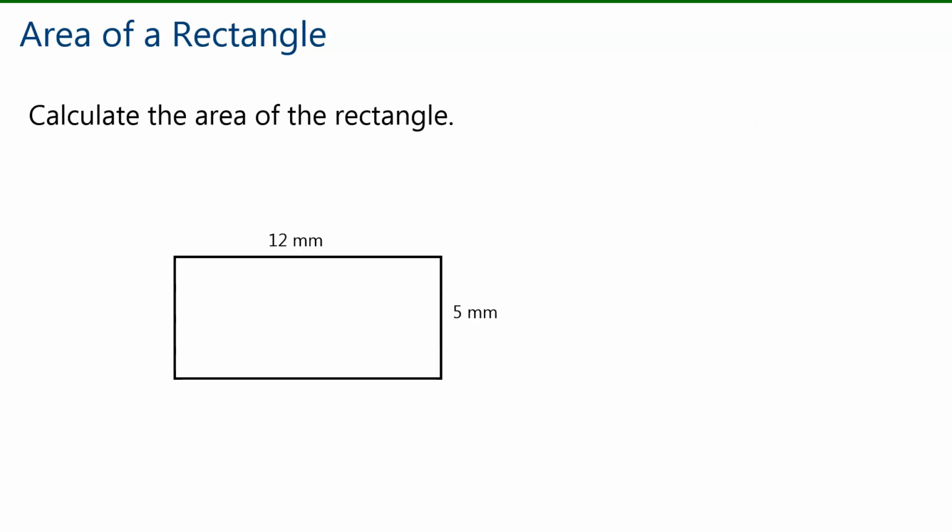Calculate the area of this rectangle. Well, we'll start by writing out the formula. Area is length times width. The length and width being 12 and 5, we can multiply them together to give us 60. Now, if you remember, the units for area are always squared. So in this example, we'd have 60 millimeters squared.